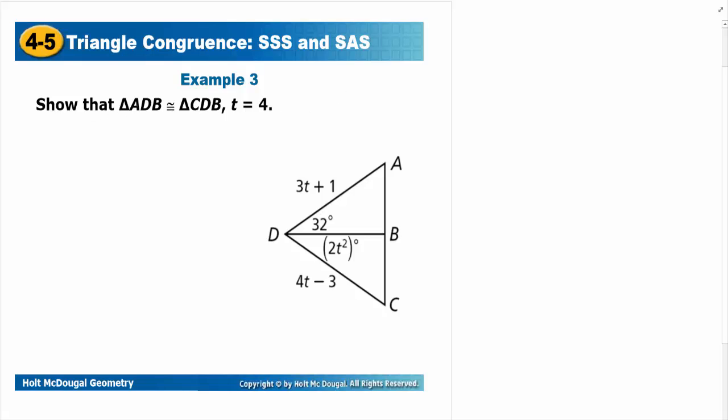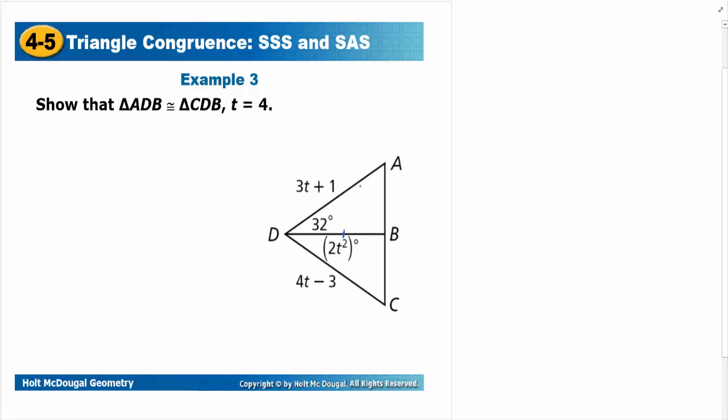Here we have: show that these triangles are congruent if t equals 4. If I'm looking at this example, we're trying to show if we have a side-side-side or side-angle-side relationship. In this case, we are going to look more at a side-angle-side relationship. Notice these triangles share side DB. If they share this side, then I need to show that these sides are congruent and these angles are congruent.